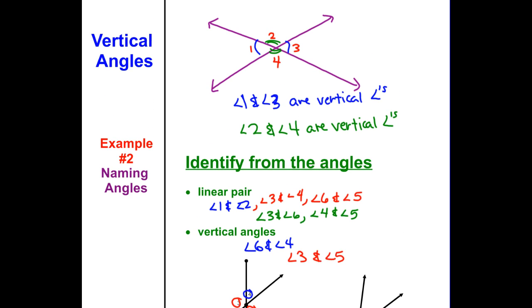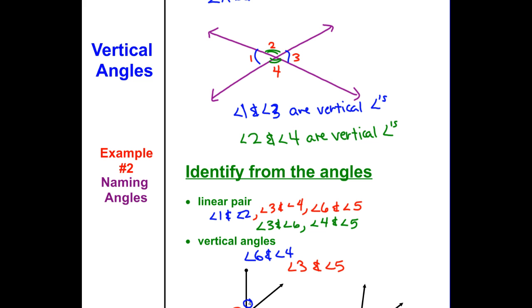One thing I almost forgot to mention about vertical angles, and I did draw it up here, that you must know about them, is vertical angles are congruent. That means that they are the same measure.